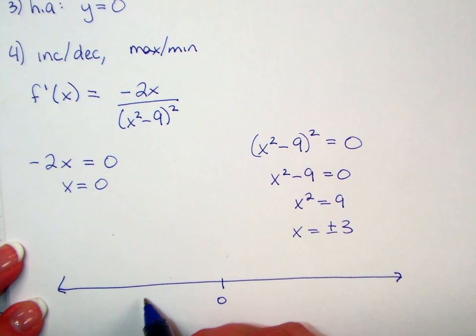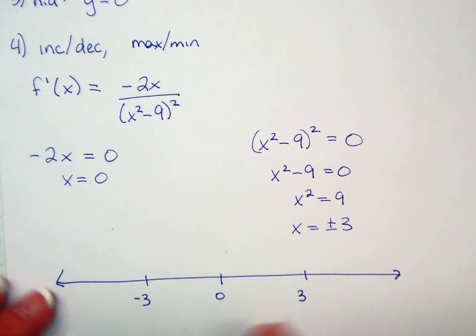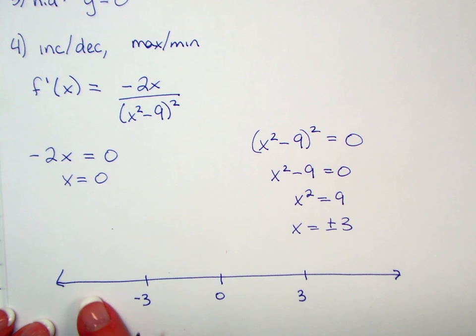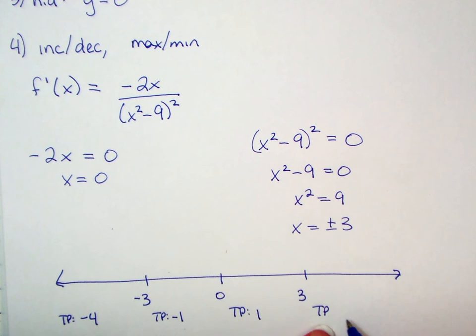Put 0, -3, and 3 on there. So since I have 3 critical numbers, I'm going to have 4 intervals that I need to test. Right, so I'm going to pick 4 different test points. A test point between -infinity and -3, I'm going to pick -4. A test point between -3 and 0, I'm going to pick -1. Between 0 and 3, I'm going to pick 1. And 3 to infinity, I'm going to pick 4.